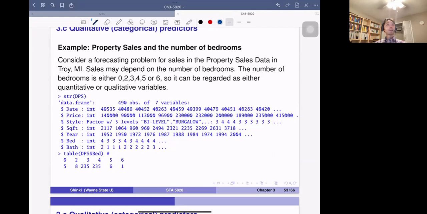So that can be modeled if we regard this as a qualitative variable. Just use a dummy variable for 2 bedrooms, 3 bedrooms, 4 bedrooms, 5 bedrooms, one variable for each number of bedrooms. Then we can assume a nonlinear relationship between the number of bedrooms and the price.